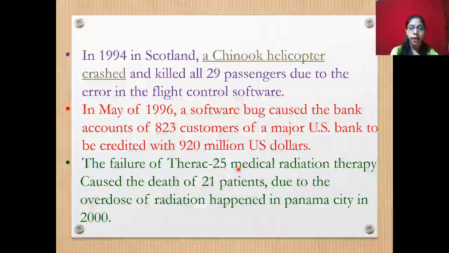The failure of the Therac-25 medical radiation therapy. Okay, we use radiation therapy to treat cancer patients. So radiation therapy kills the cancer cells in the patients. And because of this software failure, it caused the death of 21 patients due to an overdose of radiation, which happened in Panama City in 2000.